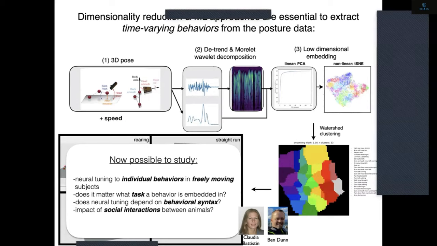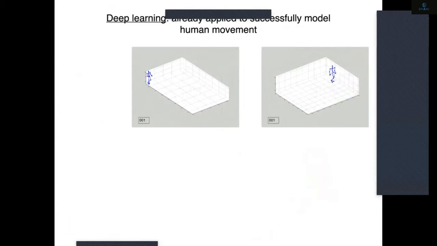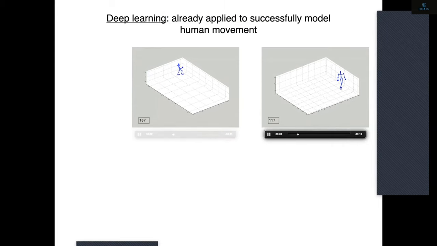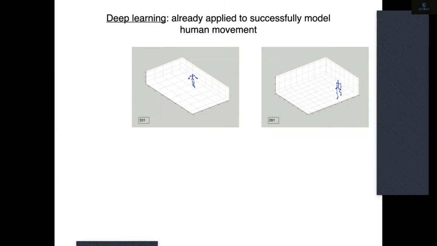And what I'll do now is relate this type of work back to other work that's going on in the field. So deep learning, for example. I was just talking about dimensionality reduction techniques that were stacked together one by one. But deep learning has been applied to successfully model human movement years ago, back in the 2000s. So these two videos playing at the top are actually not videos of people, but the outputs of generative models that were trained on a couple of hundred frames of human movement.